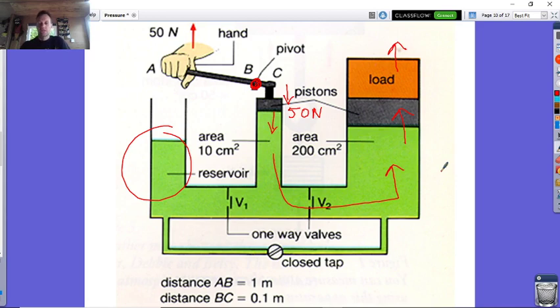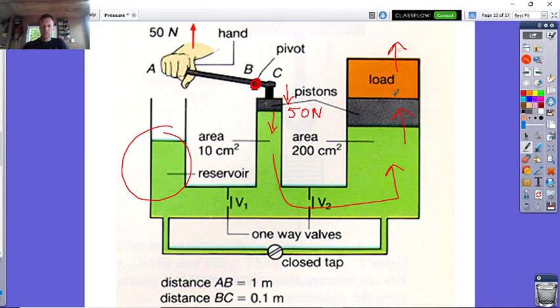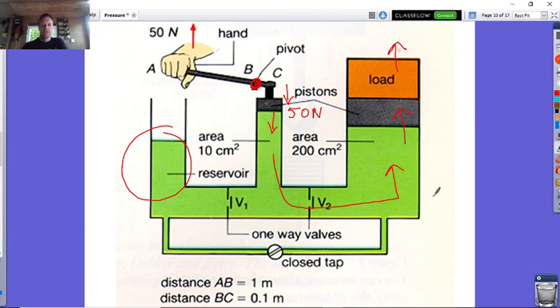One thing they can ask you in exam questions is, what's going to be the force here on the load? To do that, again, using what we've always done, formula, working, answer, units, you first of all state your pressure equation. Pressure is equal to force divided by area.